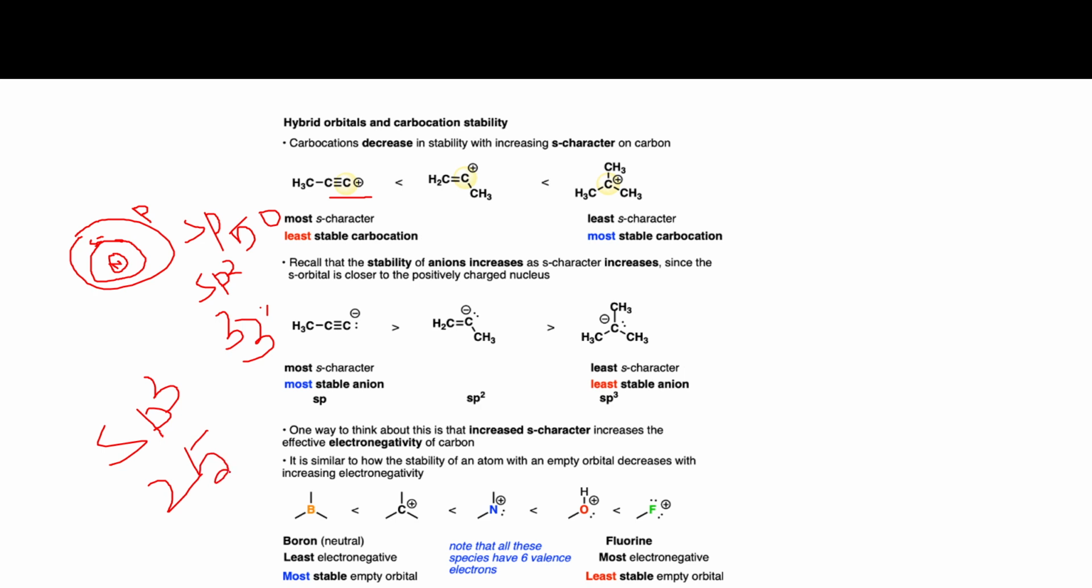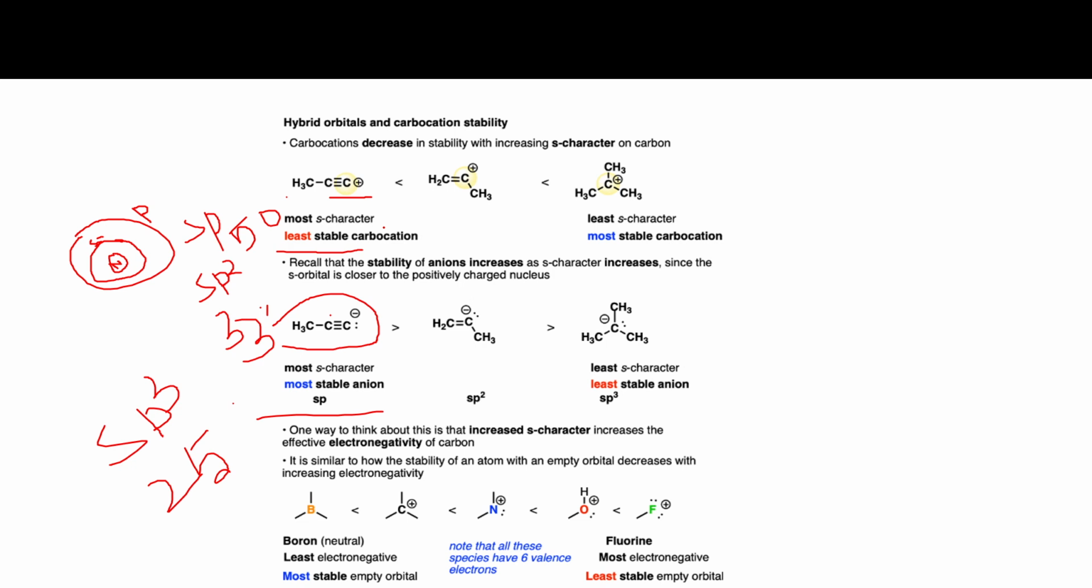So sp3 has less s character, and when your carbocation is next to an sp3 carbon atom, that will stabilize your carbocation more. For an sp carbocation, the more s character, the less stable. But for anions, more s character means more positive charge, which can stabilize the negative charge, so that will be a more stable anion. In carbocation cases, more s character means more positive charge, which destabilizes your carbocation.